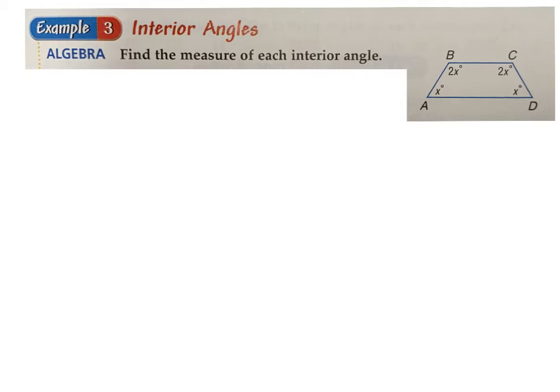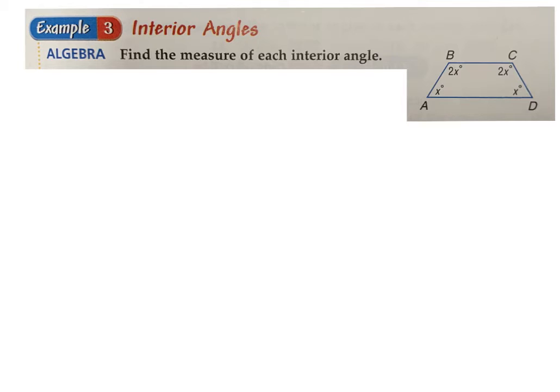All right, so for example 3, if you turn the page, at the bottom of that page, example 3, page 405, this is not a regular polygon. How do I know that? Because there's different angles. I have x's and I have 2x's. There's no way those are the same angles, right? However, it does meet the requirement of being convex.